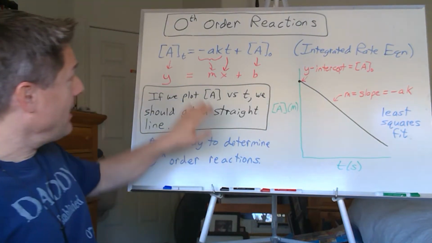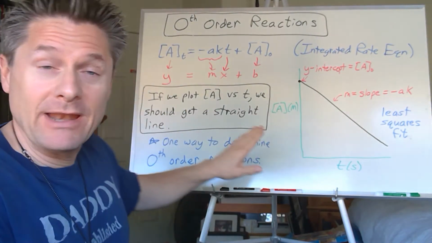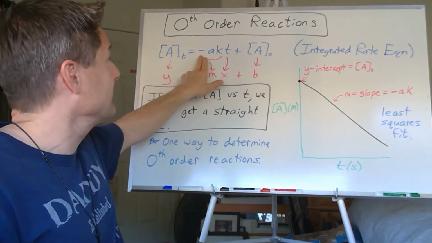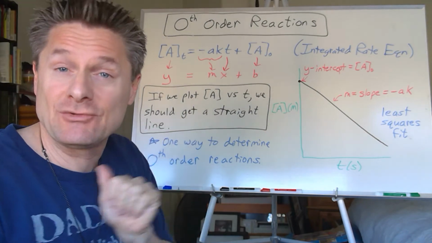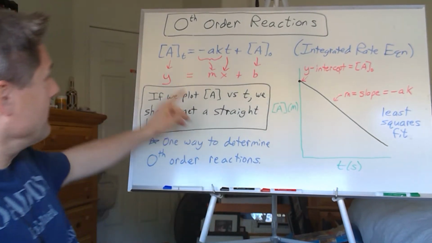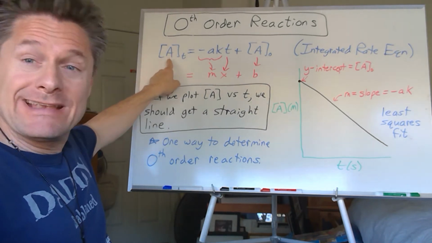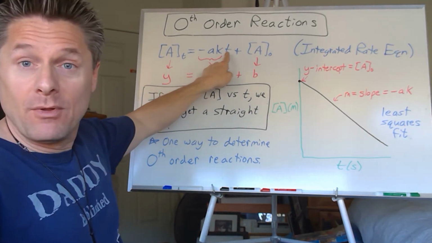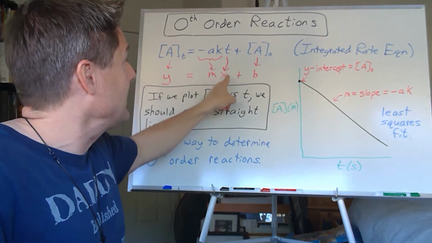Here we go. You ready? So this is the integrated rate equation for zero order reactions. The concentration at time t of the reactant is negative akt plus the initial concentration. Y equals mx plus b. We love straight lines in chemistry. So if the concentration of that reactant is y, and the other variable, everything else being a constant, is the time, that's x.